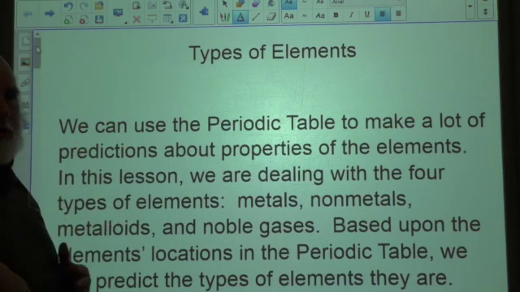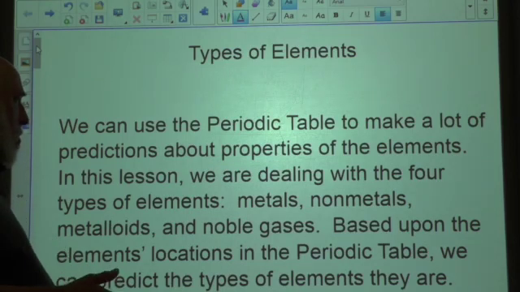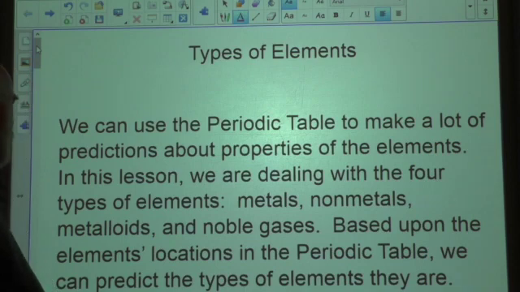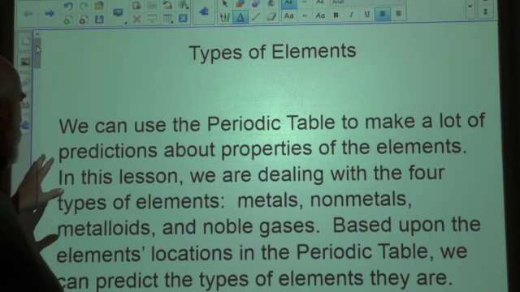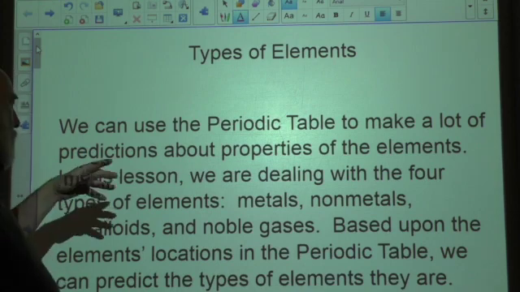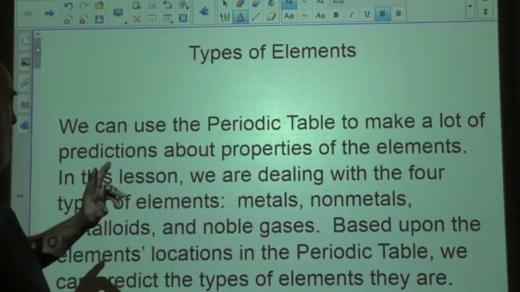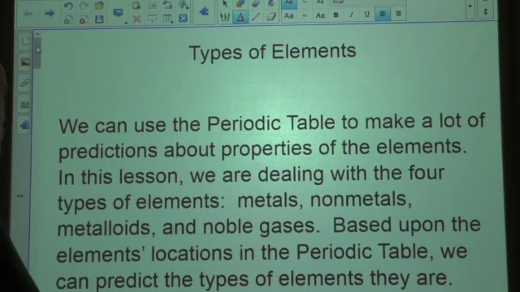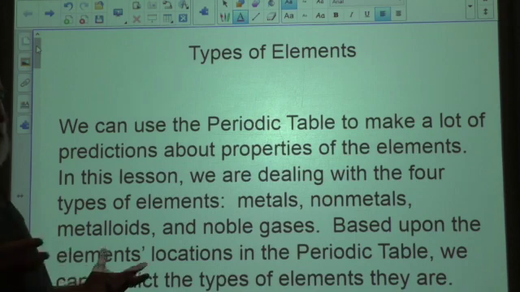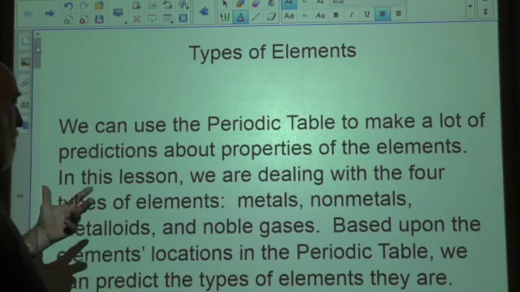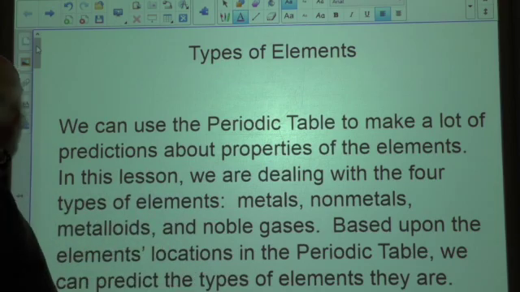So we're going to use the periodic table, so you want to get the periodic table and take a look at it. We're going to deal with the four types of elements, and they are metals, nonmetals, metalloids, and noble gases. Now, we're going to be able to figure out what element is which of these four types based upon the placement in the periodic table.